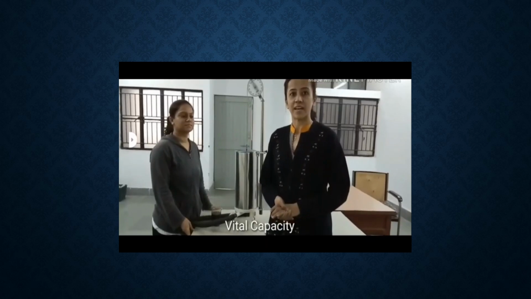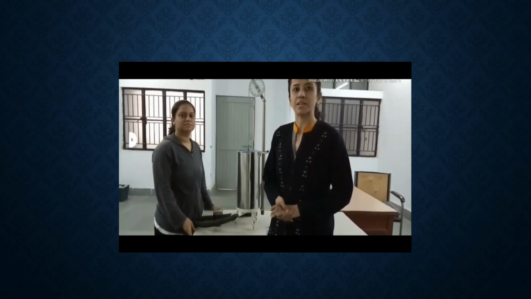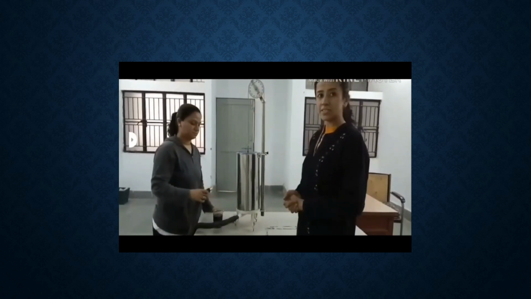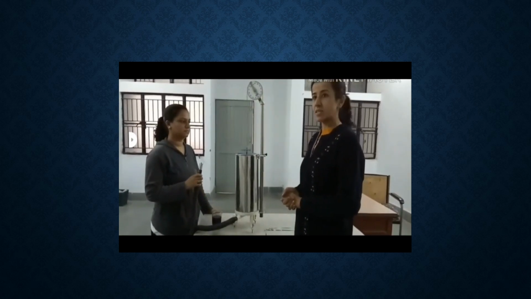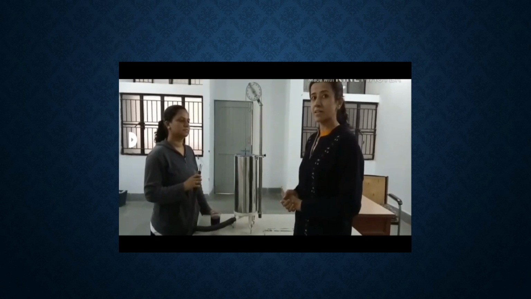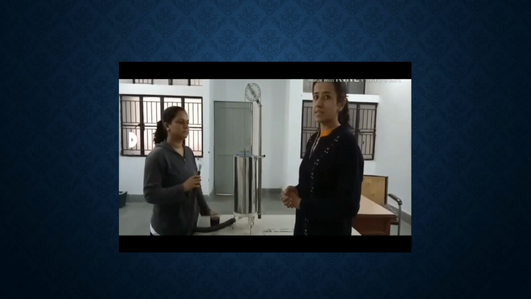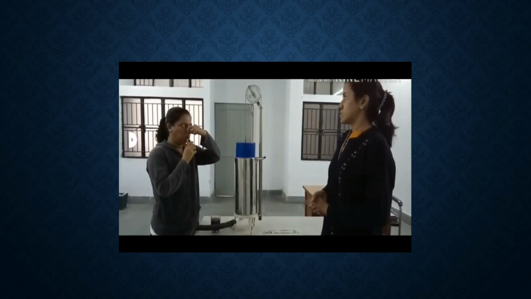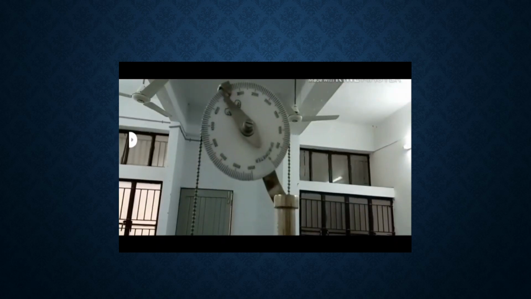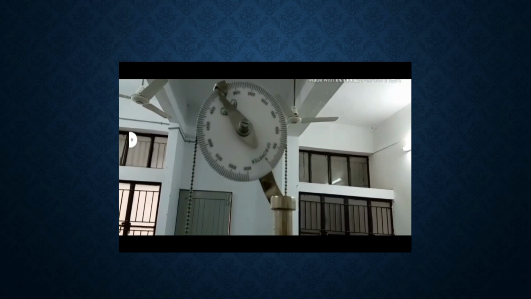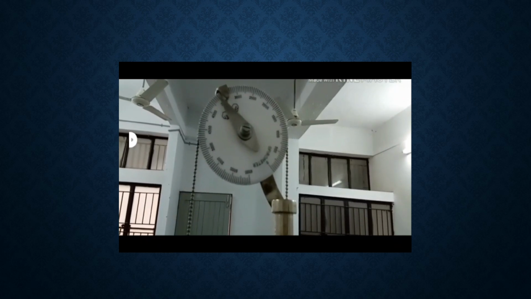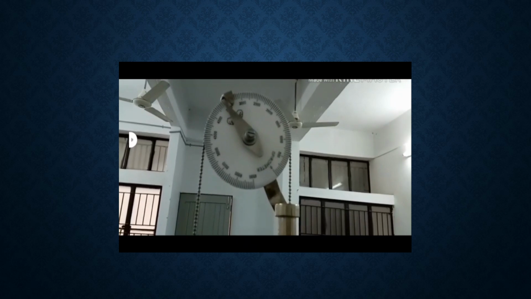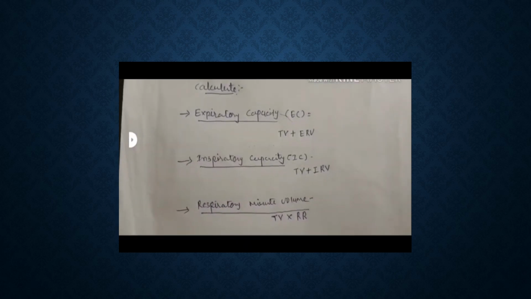The maximum volume of air that is expired with maximum effort after deepest possible inspiration. Procedure: again set the pointer at 0. Ask the subject to inspire maximally from atmosphere and expire forcefully and maximally in the mouthpiece with nose closed. Normal readings obtained are 3200 ml to 4800 ml. Here our reading is 3500 ml. Following capacities can be calculated.